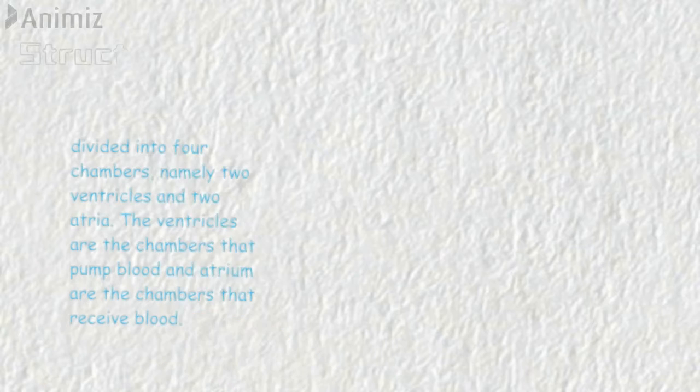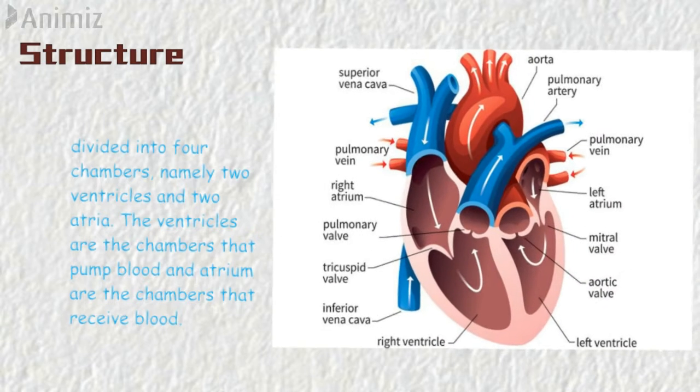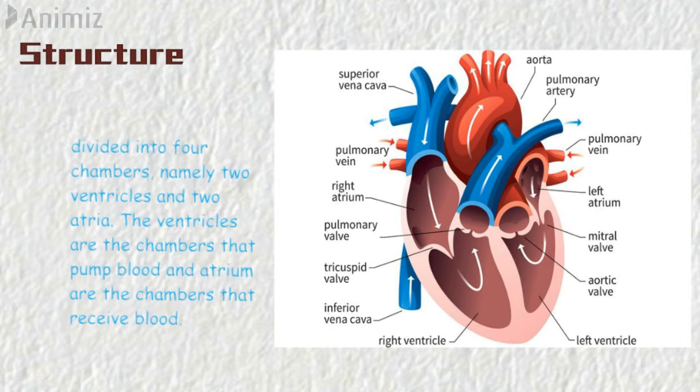The heart is divided into 4 chambers, the left and right atrium and the right and left ventricle. Atrium receives blood while ventricles pump it. The 2 ventricles are separated by a wall known as the interventricular septum. Atria and ventricles are separated by the atrioventricular septum.